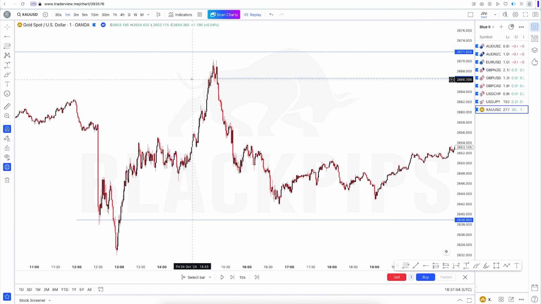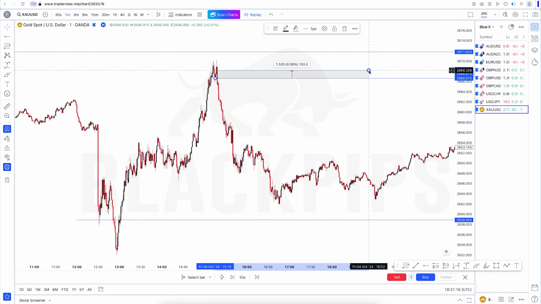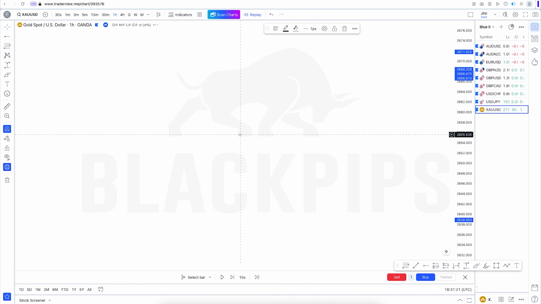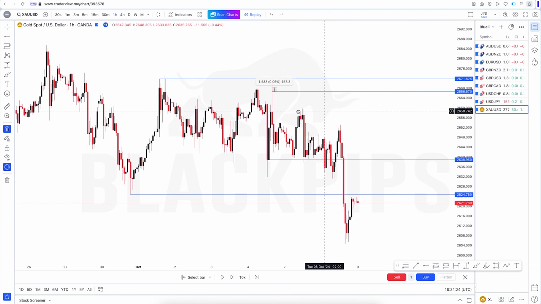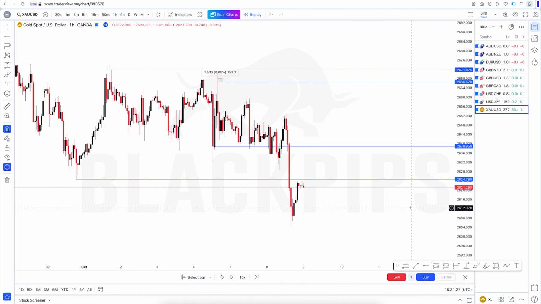So I put my entry from that point, and I risk only 15 pips as usual. This was 30 pips, 15 pips it was from this point. This is 15 pips, so I risk that amount of pips, and after risking this amount of pips, let's see how the market reacted.